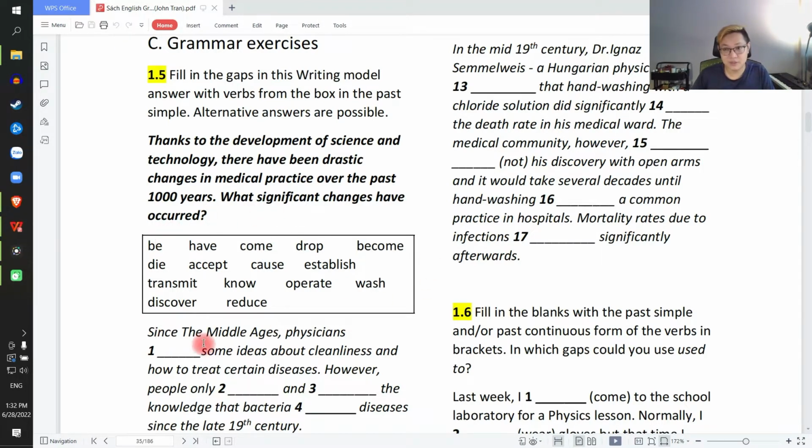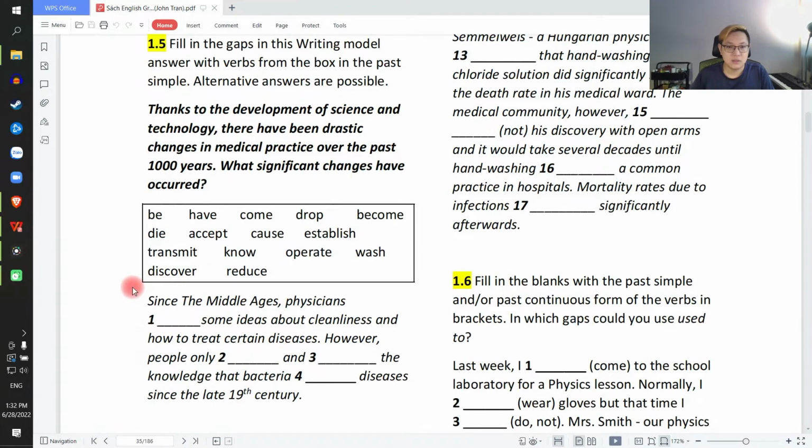So try to do this one first, okay? And now I'll tell you the answer. And then I'll read them again so you can practice your pronunciation by following me and try to pay attention to the ending sound of every word.